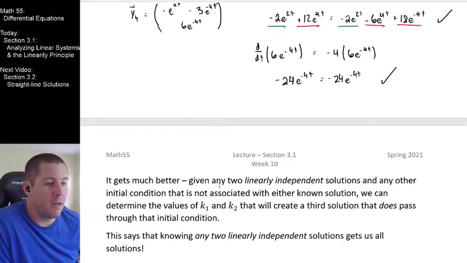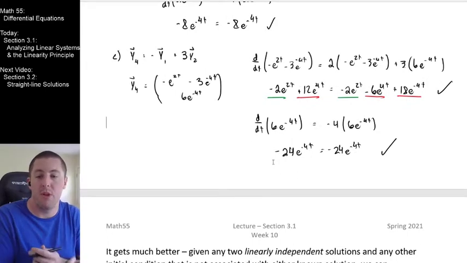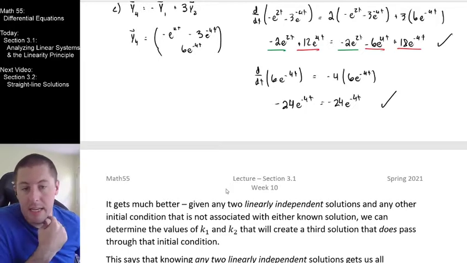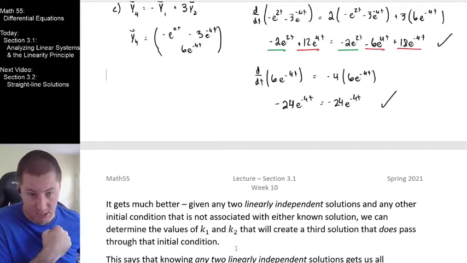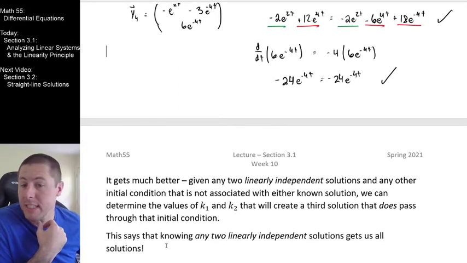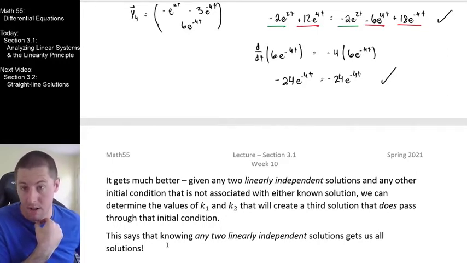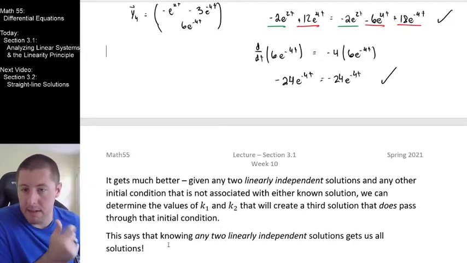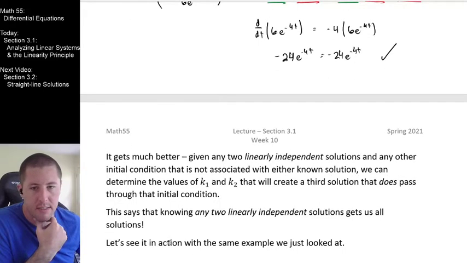Not only can we verify that we do get new solutions by adding them together, but given any two linearly independent solutions and any other initial condition out there in the plane that's not associated with either of our known solutions, we can determine values of k1 and k2 that will create a third solution that does pass through that desired initial condition. This really is saying to us that knowing any two linearly independent solutions gets us all of the solutions. Now, what I need to define here is what it means for these two solutions to be linearly independent. I'm going to show that graphically as we look at our next example right here.